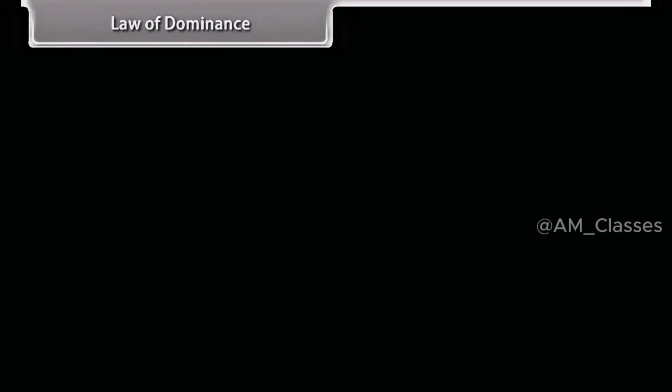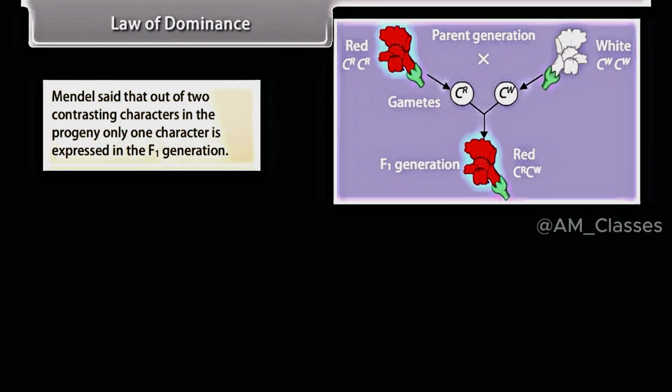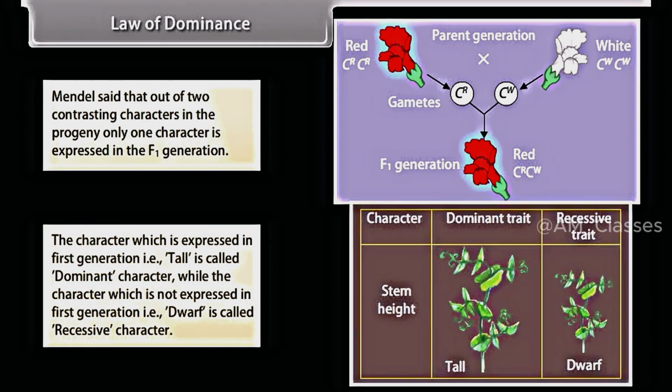Law of dominance. Mendel said that out of 2 contrasting characters in the progeny, only one character is expressed in the F1 generation. The character which is expressed in the first generation, that is, tall, is called the dominant character, while the character which is not expressed in the first generation, that is, dwarf, is called the recessive character.